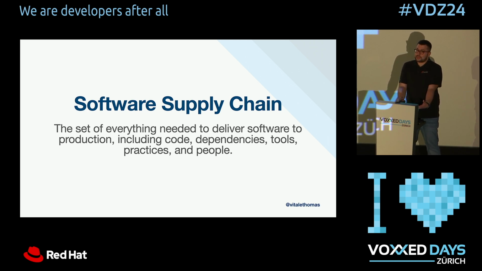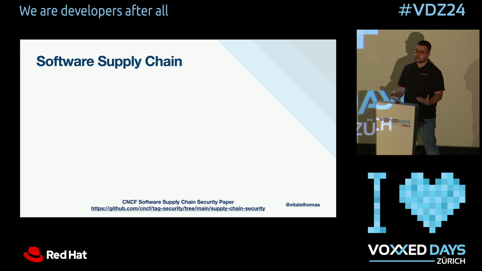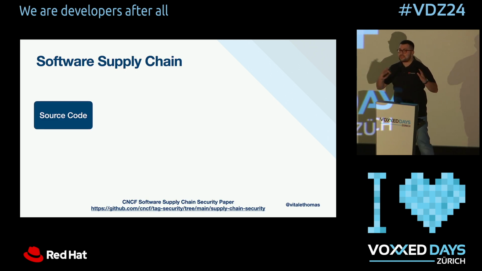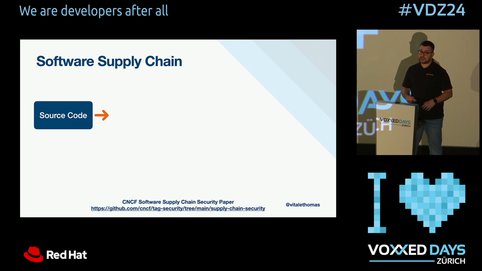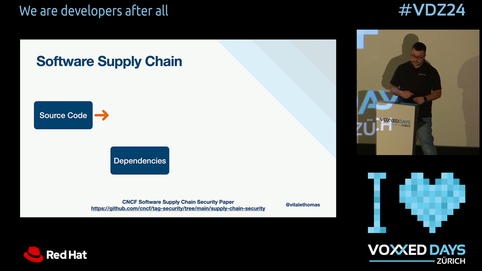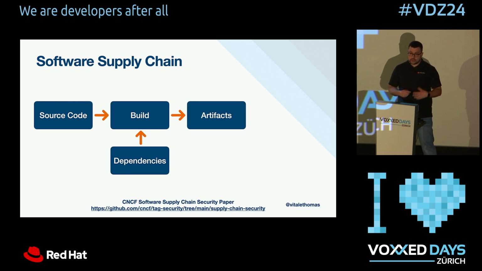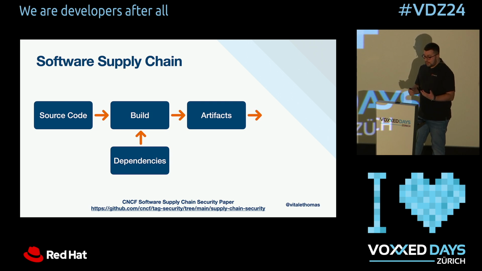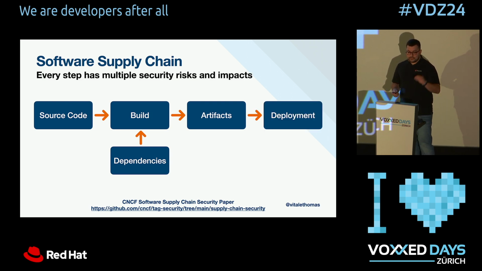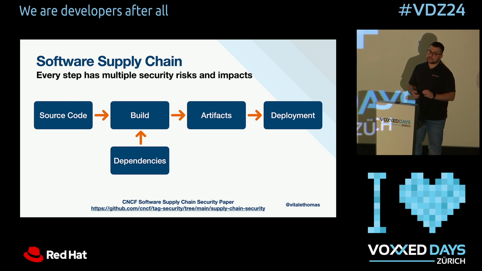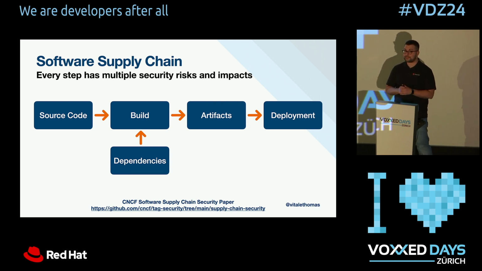So how do we start securing the software supply chain? Because we can have attacks at different levels. When we work with the source code, we bring in a lot of different dependencies. We have the build process where we combine the source code and dependencies. We have more dependencies from the build environment. We produce some artifacts, the application artifacts we want to deliver to our customers or to deploy ourselves if we are running a software as a service business. And the deployment part. Every step in this software supply chain has multiple security risks and impacts.